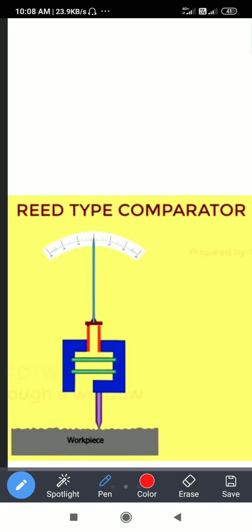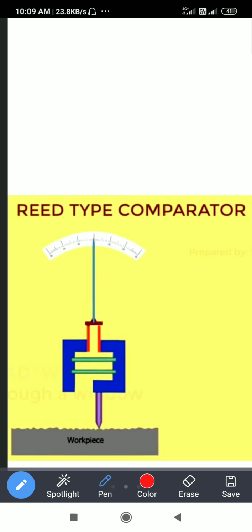These types of comparators are used for comparing. When you compare one object with another object, that is called a comparison. When you use a measuring instrument for comparing any one object with the standard object, it is called a comparator. There are many different types of comparators.